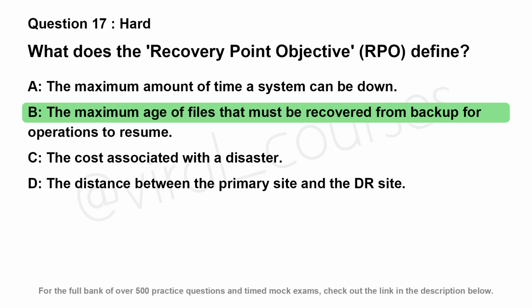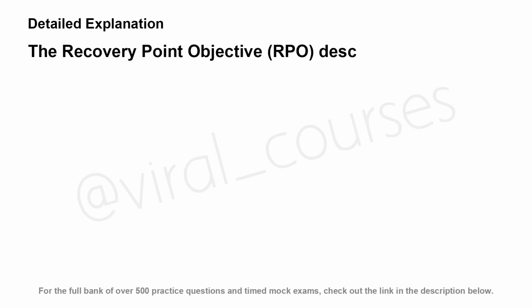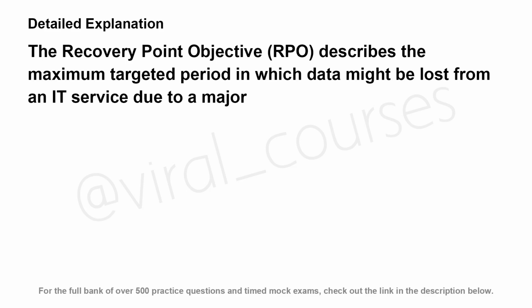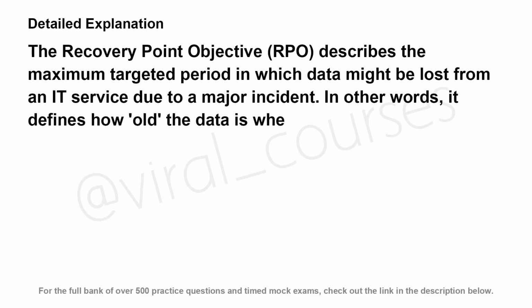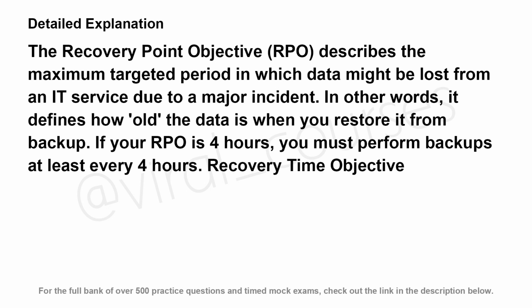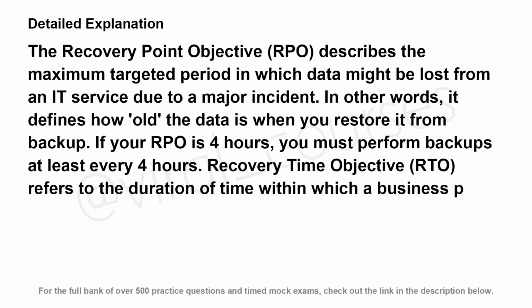The correct answer is B. The recovery point objective, RPO, describes the maximum targeted period in which data might be lost from an IT service due to a major incident. In other words, it defines how old the data is when you restore it from backup. If your RPO is 4 hours, you must perform backups at least every 4 hours. Recovery time objective, RTO, refers to the duration of time within which a business process must be restored.